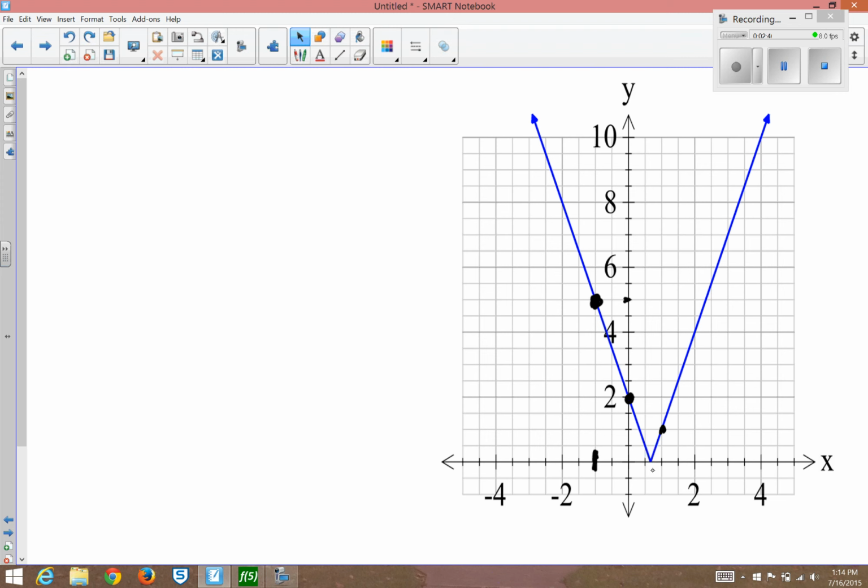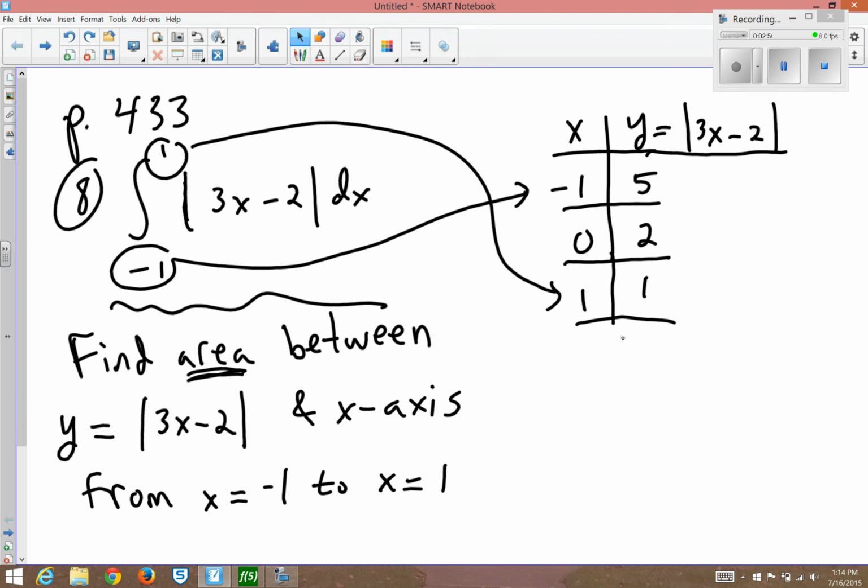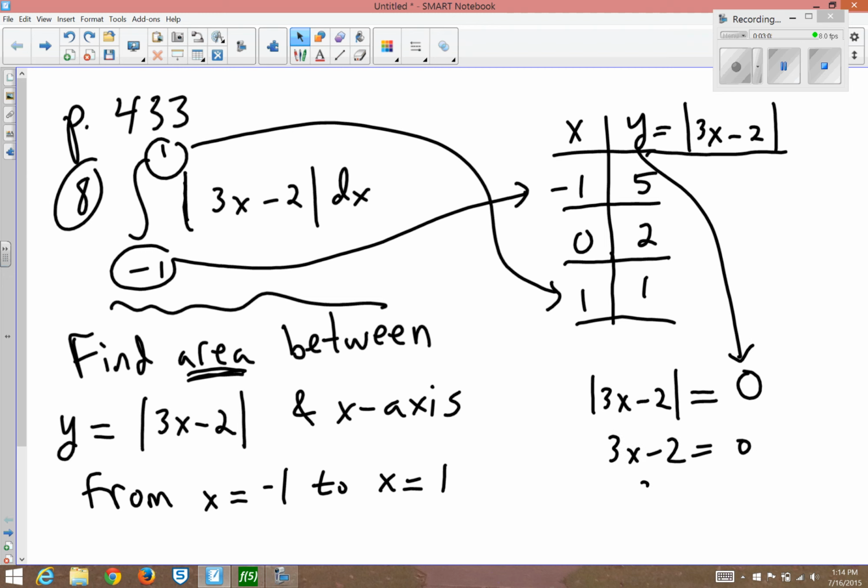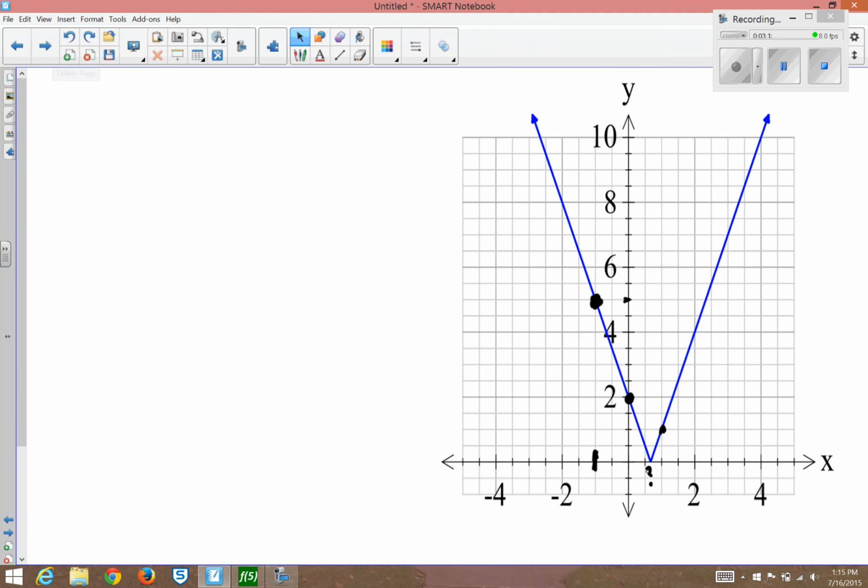plotted these. By the way, when x is some number, I'm not sure of what that number is, y is 0, so we'll find that. When x is some number, I'm not positive what it is yet, that's when y is 0. This equation is true when x is 2/3. So x equals 2/3 is an important number because that's this number right here.